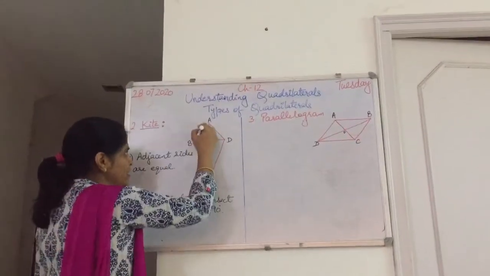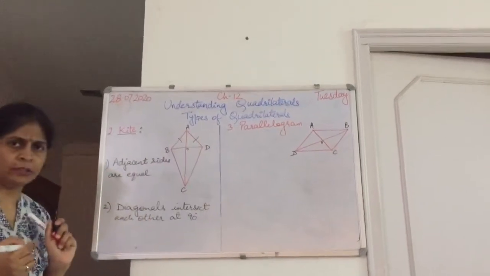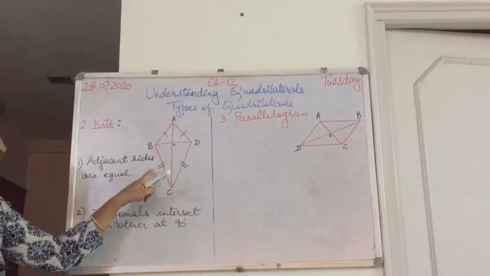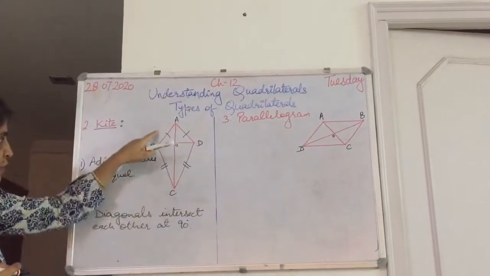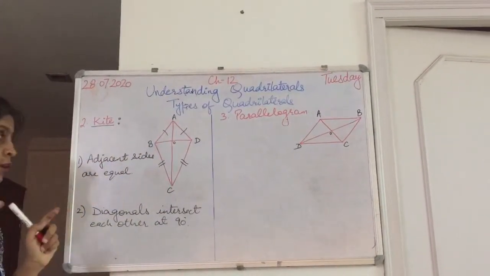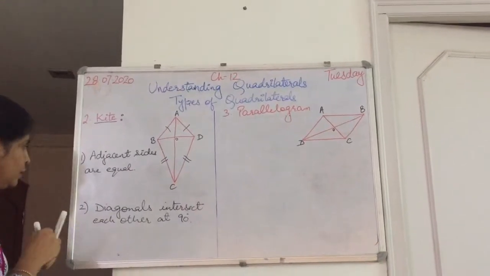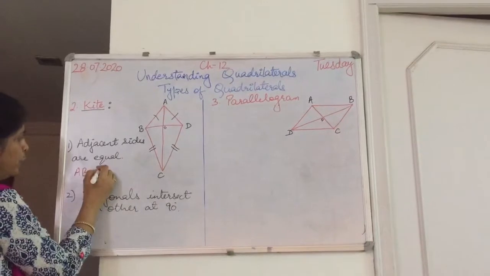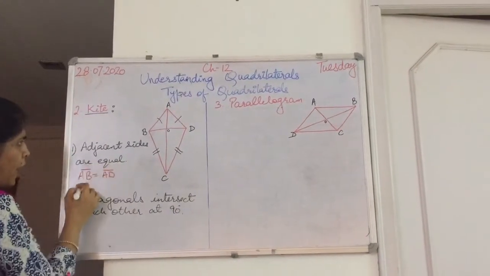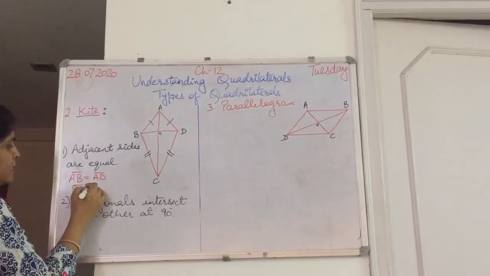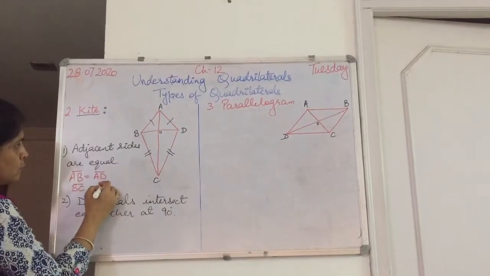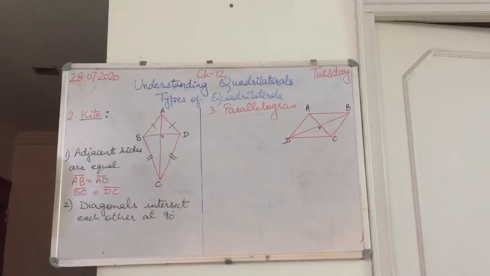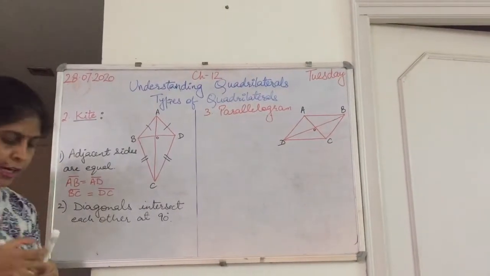Like you can see, AB and AD are equal and BC and CD are equal. I am making a different symbol so that you can differentiate that these two are not equal. So here we will write what are the two equals? AB is equal to AD and BC is equal to DC. Clear about this?